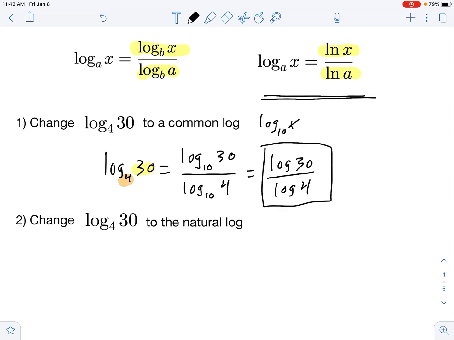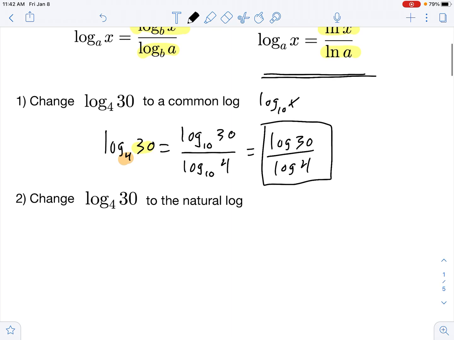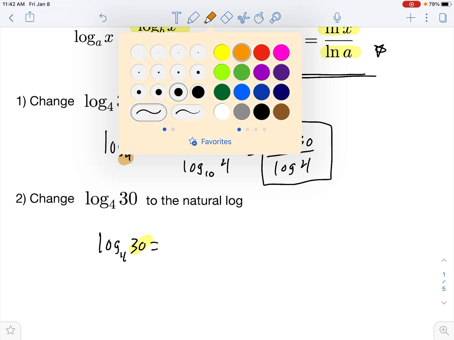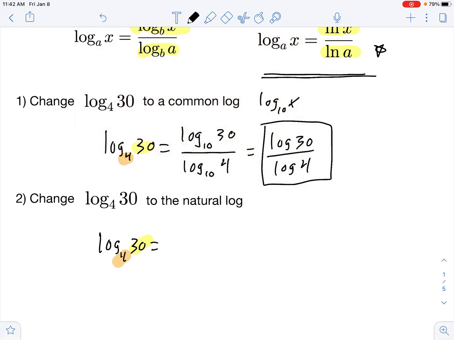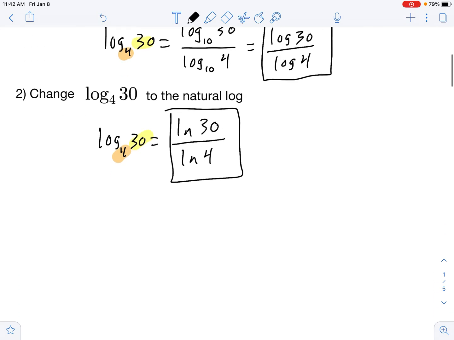It's perfectly fine. All right, and then changing log base 4 of 30 to the natural log. So that is where this over here is going to come into play, which is why I put that there. So remember the x value and the a value. So this will be ln of x over ln of a, which is ln of 30 over ln of 4. So that's how you can change the base of a logarithm.